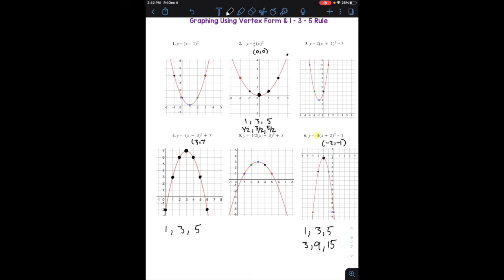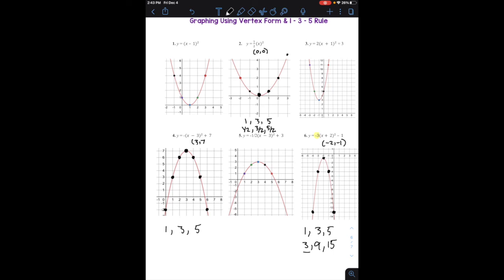The first value in our pattern is 3, so we're going to go over to the right 1 unit, down 3. We're going down because it's negative. Over to the right 1 unit, and then down 9. If we had enough room, we would then go over 1 unit, down 15. We're going to do the same pattern to the left. Left 1 unit from the vertex, down 3. Left 1 unit from that second point, down 9. And that would be our final parabola.